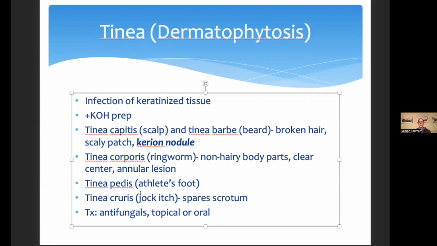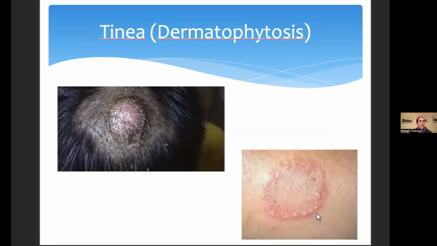Tinea pedis is commonly known as athlete's foot. Tinea cruris is jock itch, which is in the groin but not on the scrotum. And the treatment is antifungals. Often people start with topical and then it doesn't work and then they move to oral. Here's a picture of the kerion. And this is a picture of tinea corporis or ringworm.